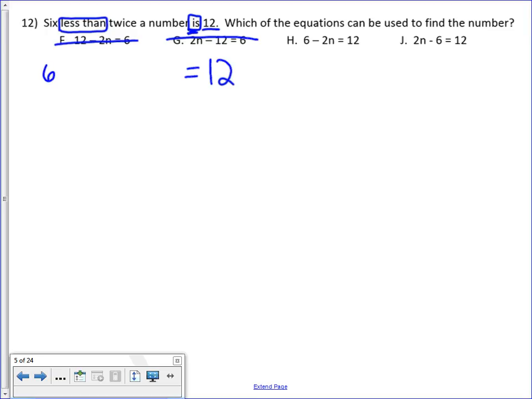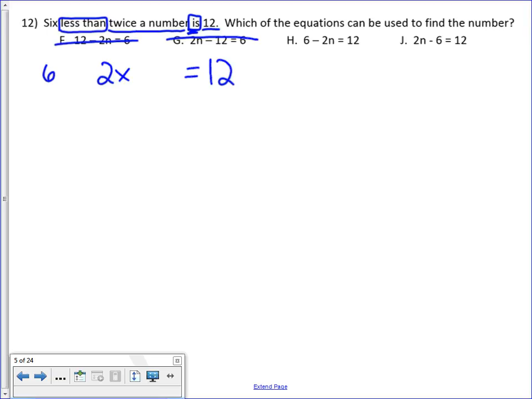6 less than twice a number. Okay, twice a number means 2x, because it's 2 times a number. So it's 2x. Now here's the trick. Is it 6 minus 2x, or is it 2x minus 6? So we have to think about what we're doing there.